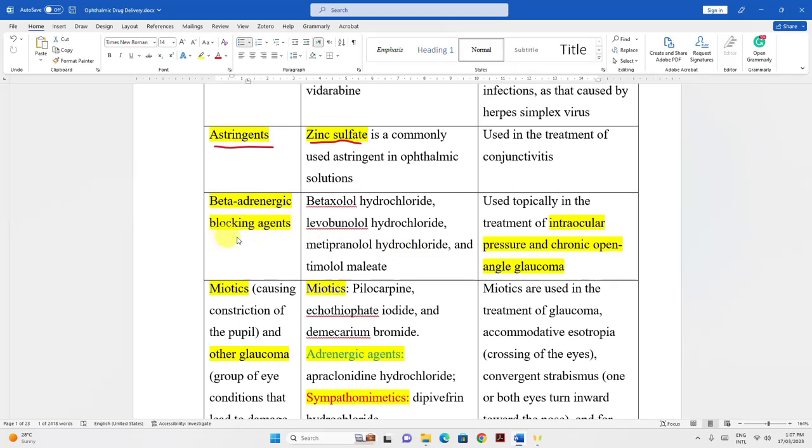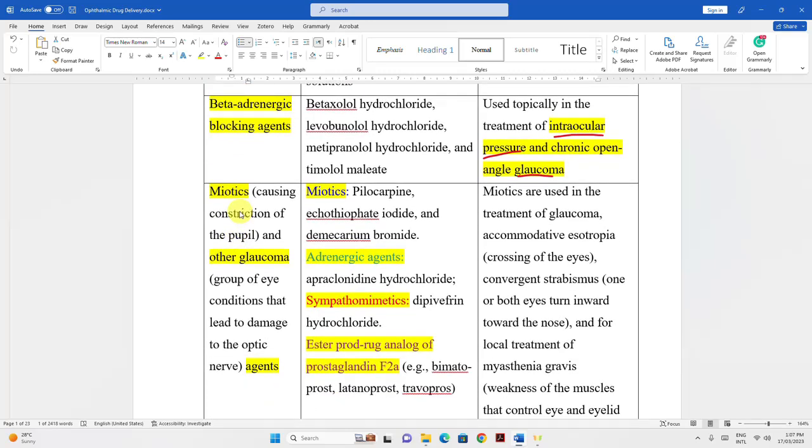Beta adrenergic blocking agents are used to treat intraocular pressure. When the patient has glaucoma, you can use such drugs like betaxolol, levobunolol, metoprolol, and timolol. These are among the agents. We have also miotics to cause constriction of the pupil and to treat other glaucoma conditions such as pilocarpine, and for adrenergic agents we have brimonidine hydrochloride, and as sympathomimetic we have dipivefrine hydrochloride.